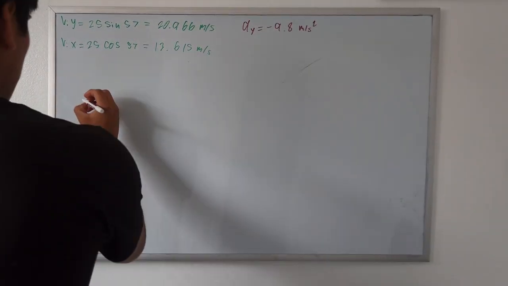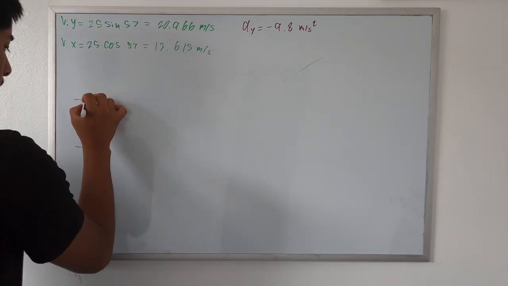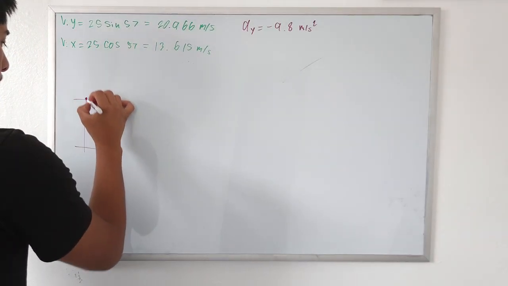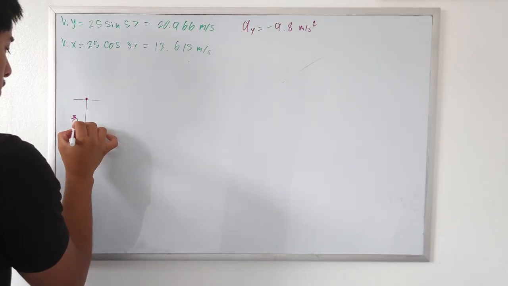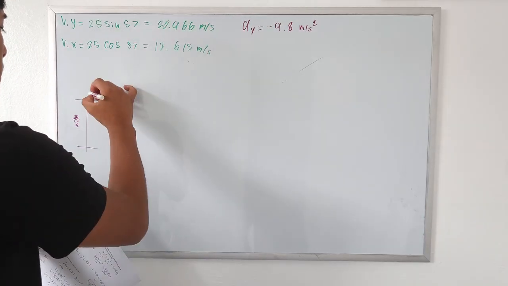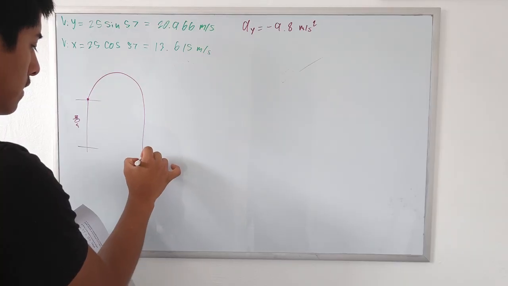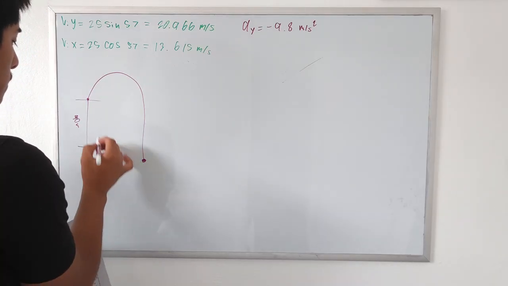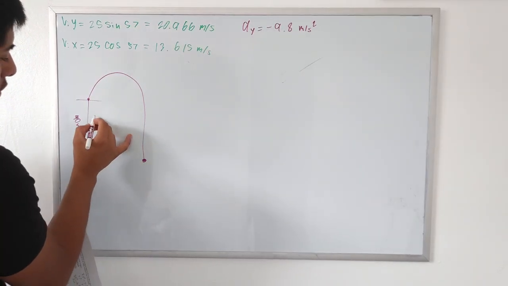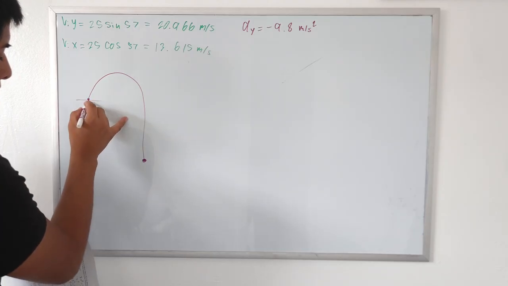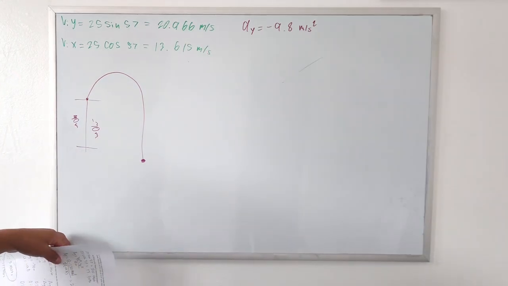So let's say the object starts from right here. That's 30 meters. We want how long it takes for it to go all the way up and then back down right here. So the displacement that we're going to use is negative 30 meters because it goes down by 30.